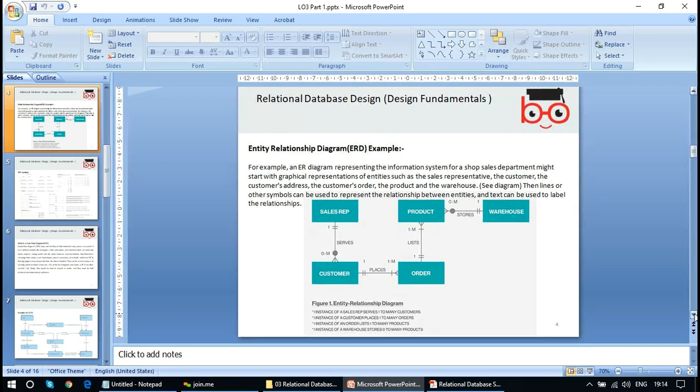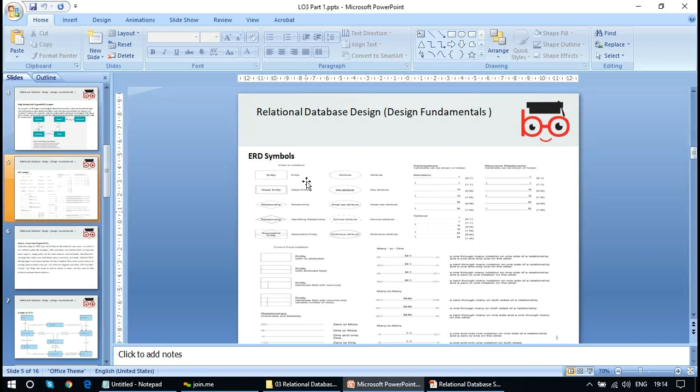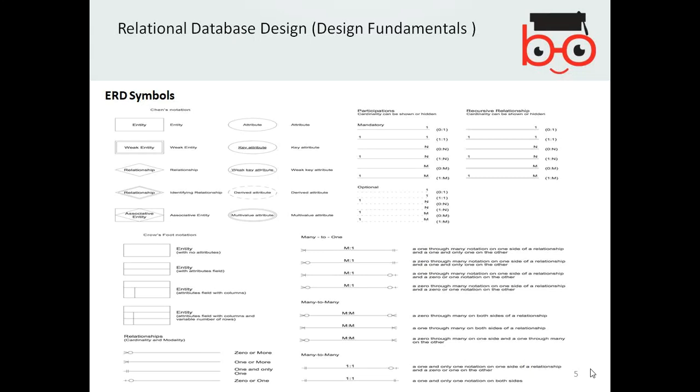However, the entity relationship diagram should use a number of symbols. An entity is represented by a rectangle, a weak entity by a double rectangle, the relationship by a diamond, the identifying relationship by a double diamond, and an oval is an attribute. Something underlined is a key attribute, and so on. Then there are the participations, mandatory and optional, their occurrences, recursive relationships, one to many, many to one, many to many, and zero or more.